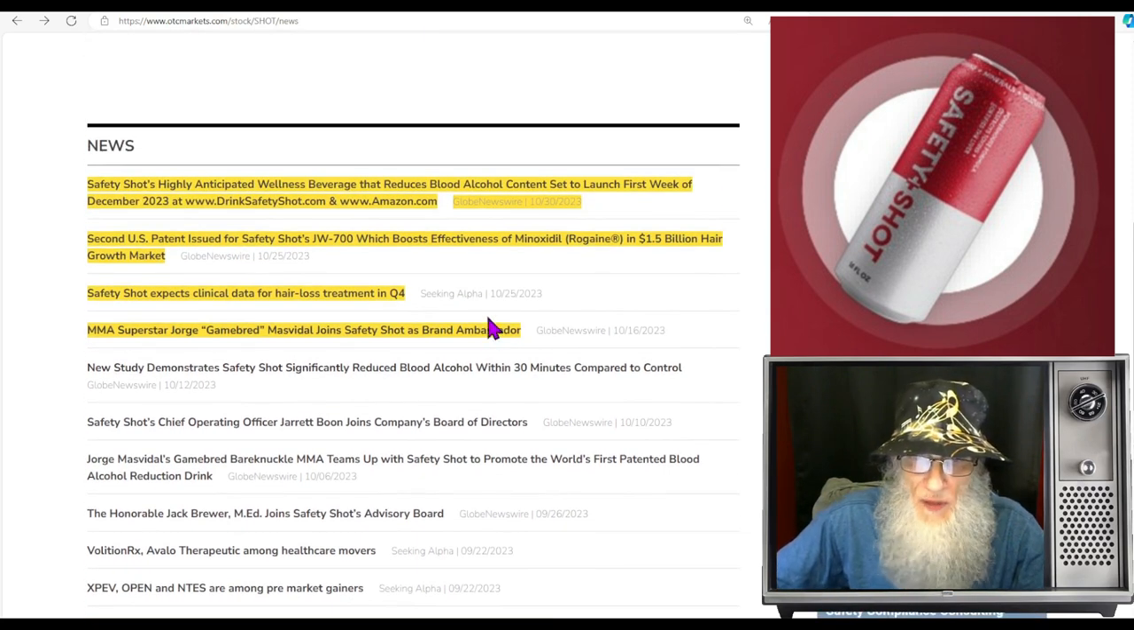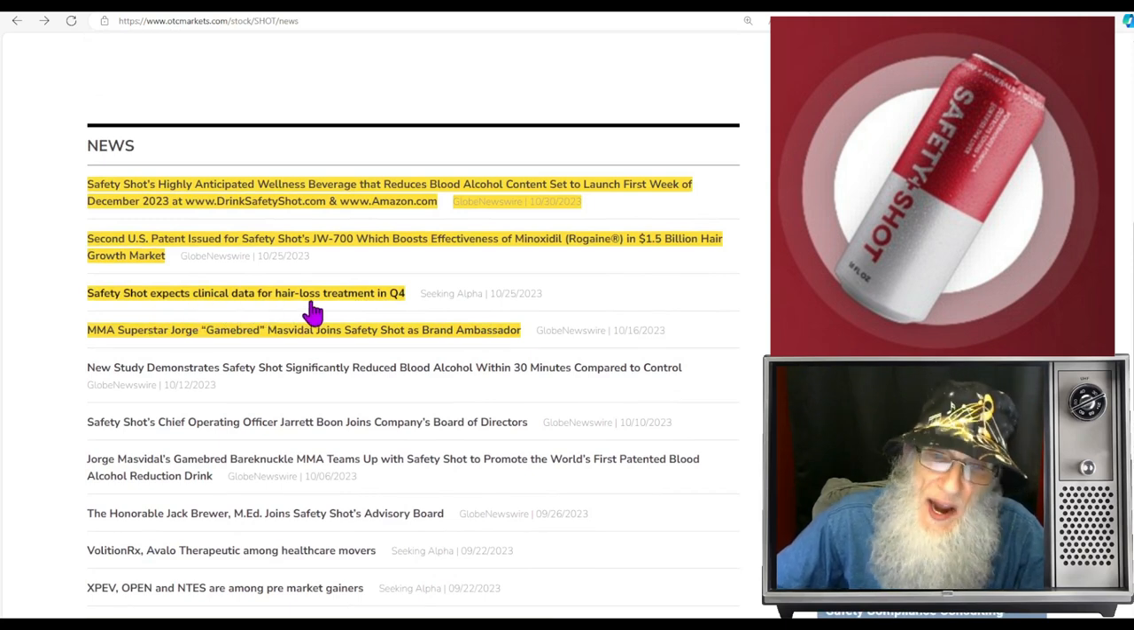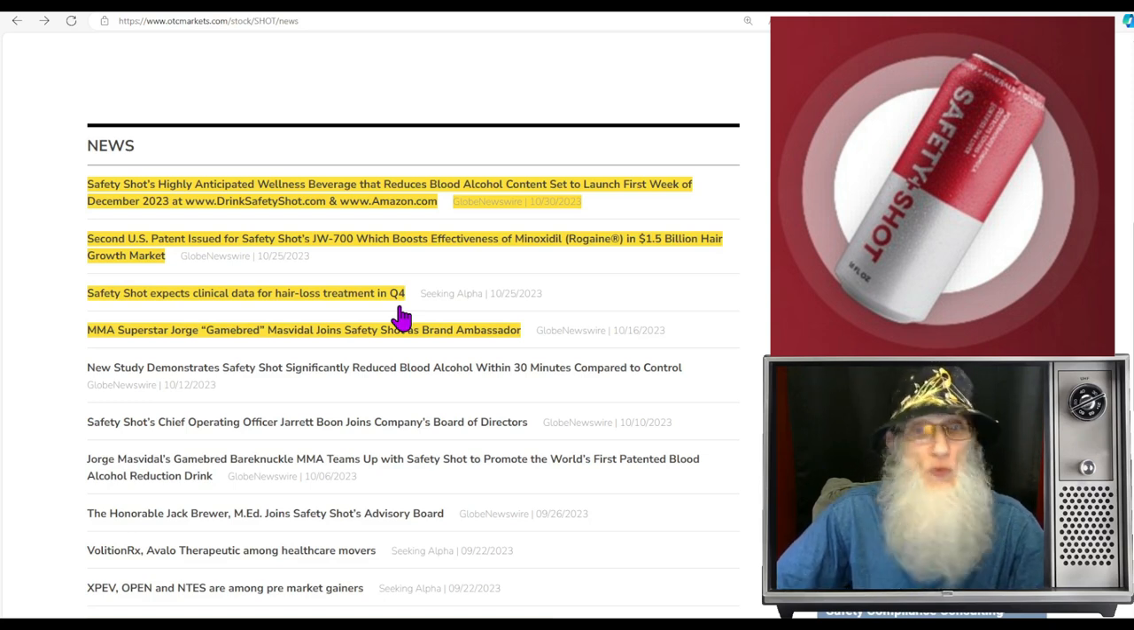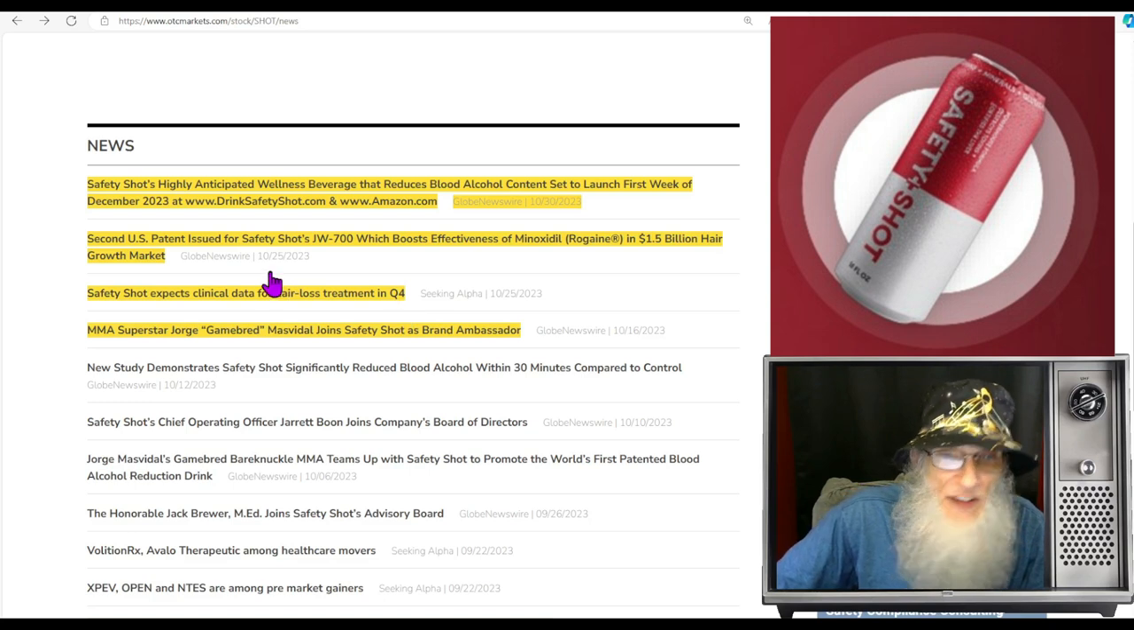Let's see. We got another piece of news here in October. Safety Shot expects clinical data for their hair loss treatment in Q4. Their JW700, is it? That works with Rogaine. On October 25th, the second U.S.